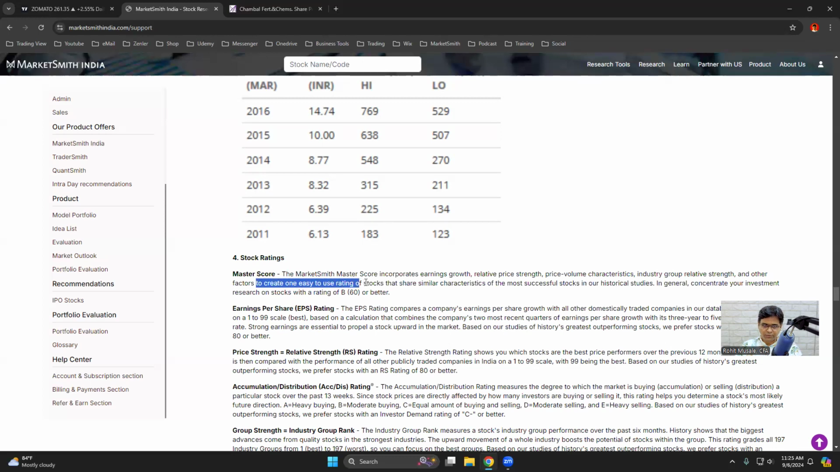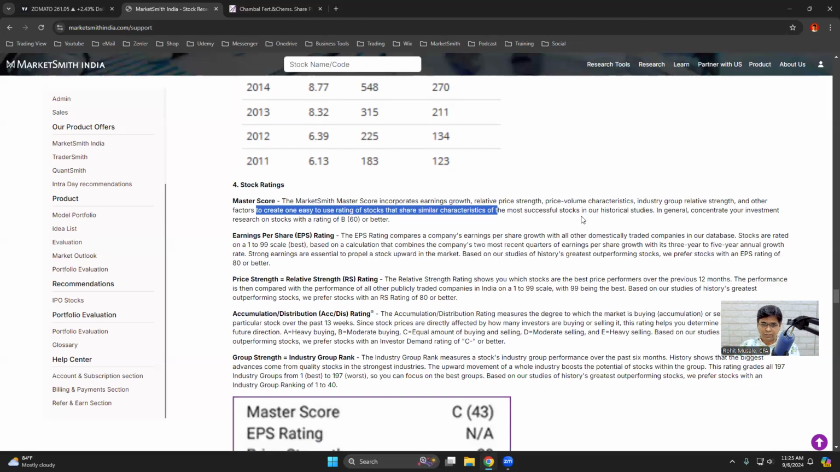To create one easy to use rating of stocks that share similar characteristics of most successful stocks in our historical study. So basically, a company which has a master score rating of A or B is showing similar characteristics to the characteristics that were found in the most successful stocks in the past. So this is like we have historical precedents. Past history of the stock market was studied. Some characteristics were identified which make a stock go up. And if the master score is high, that means we are closer to those characteristics.